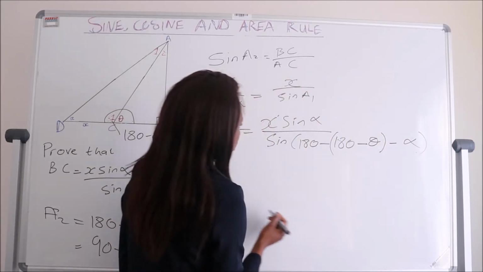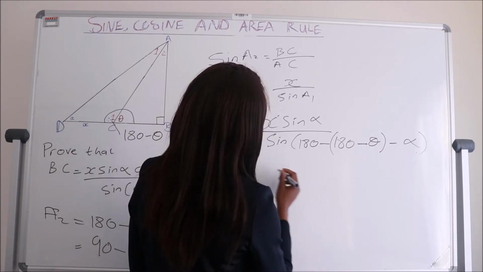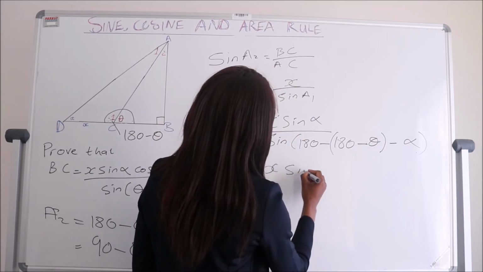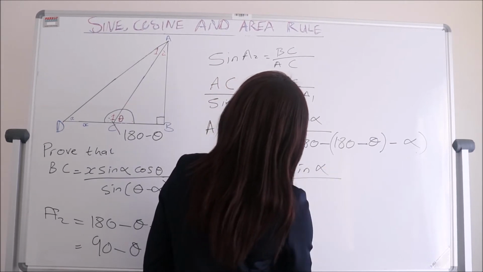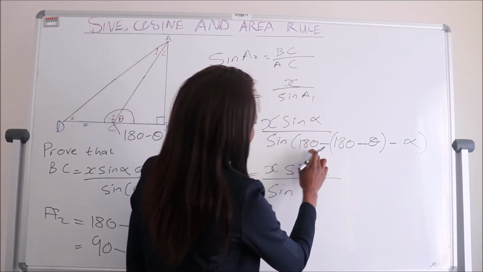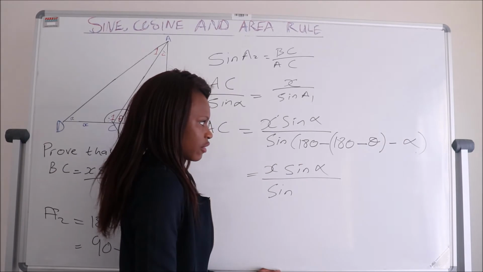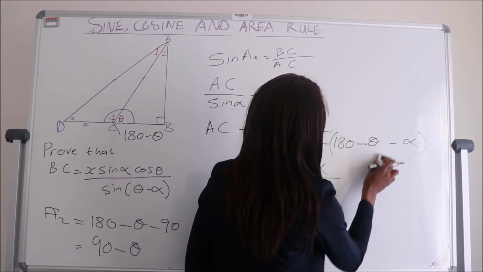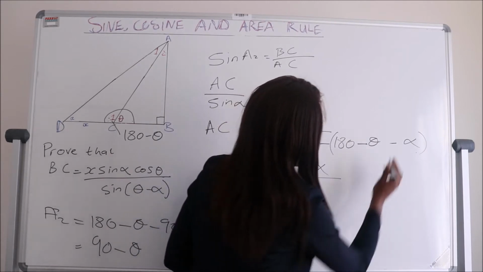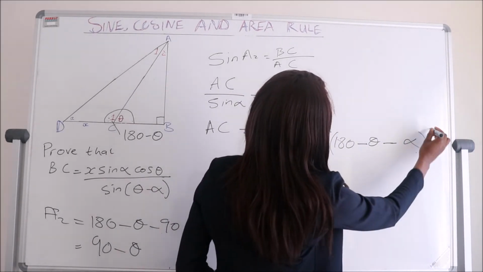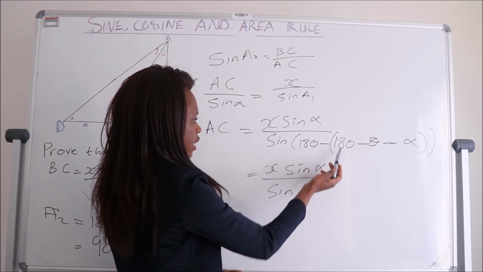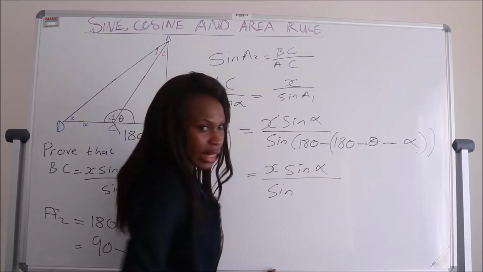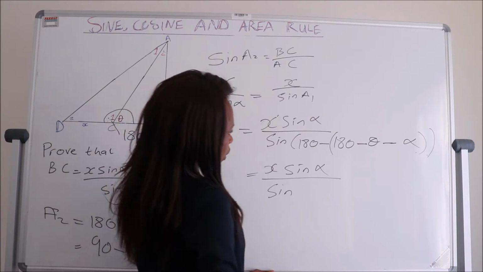So this will give us x sine beta divided by the sine of 180 minus 180. Actually there are no brackets there, it's only these brackets here. So that will be 180 minus 180, which is equal to 0, and a negative multiplied by that negative there will be a positive.